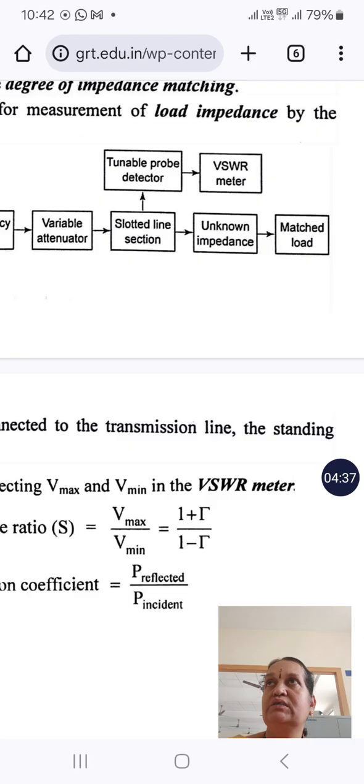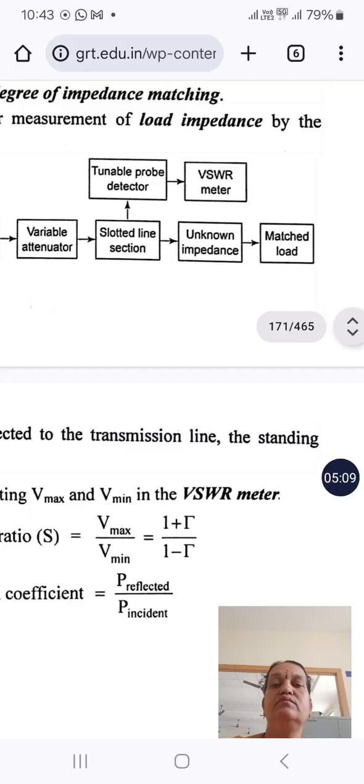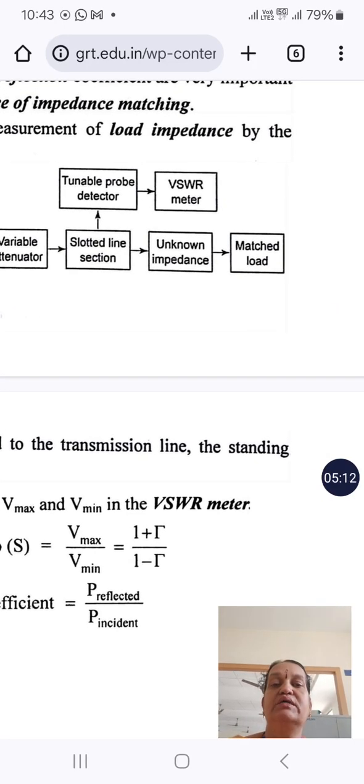The slotted line is where external parts can be added at any instant, some measurement can be done, and they can be removed again. We have this provision in between the transmission line: the slotted line section. In the slotted line section we have a tunable probe detector to detect the VSWR. The value is determined by the VSWR meter. And we have an unknown impedance and a matched load. The unknown impedance can be measured by means of the probe and VSWR meter.